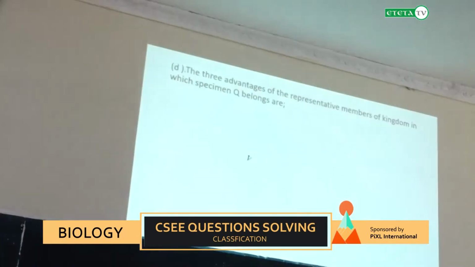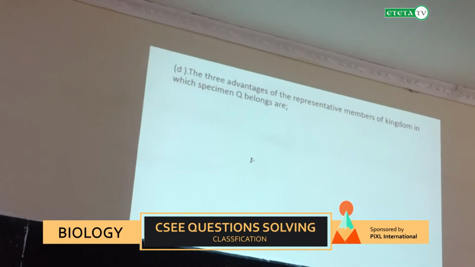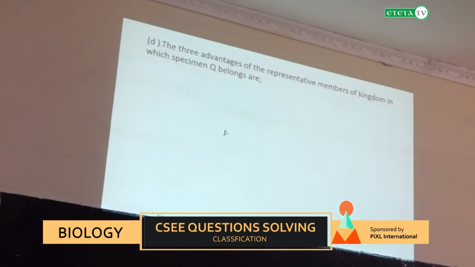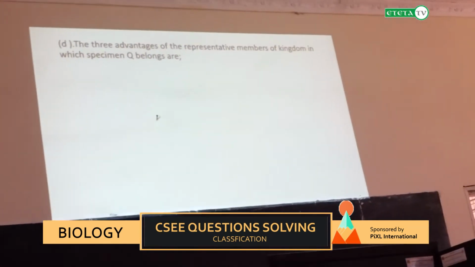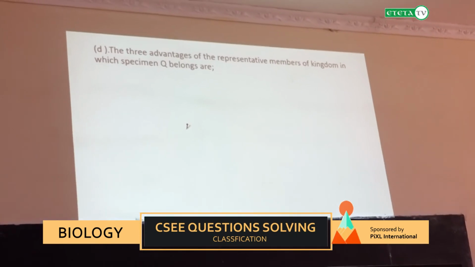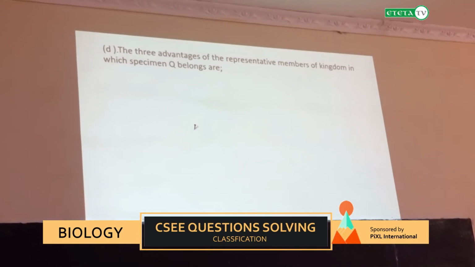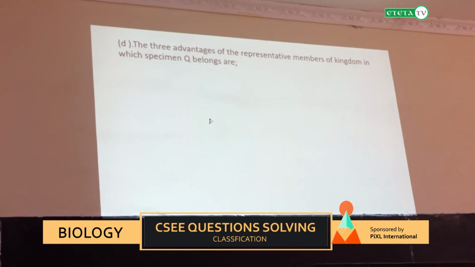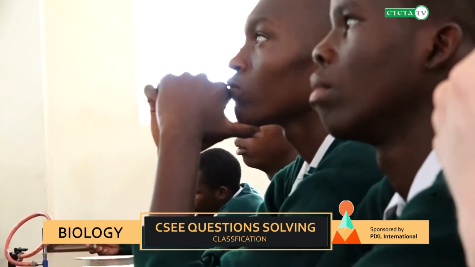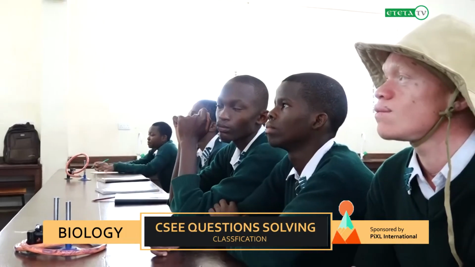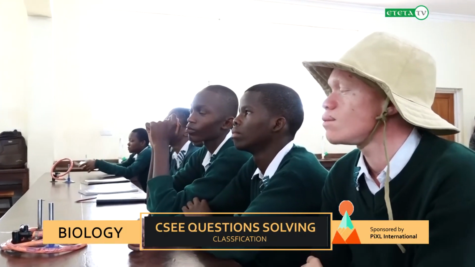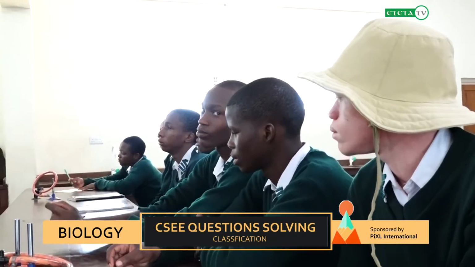Part B. What are the three advantages of the representative members of the kingdom to which specimen Q belongs? Specimen Q belongs in the kingdom Plantae. And when we talk about kingdom Plantae, it means that we have a lot of plants. So what are the advantages of this kingdom?